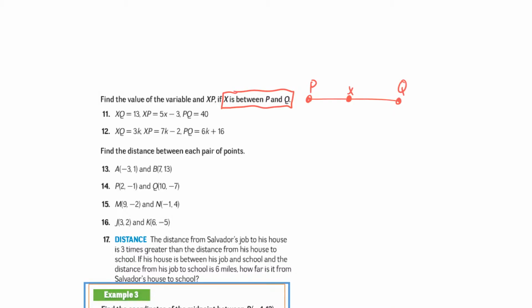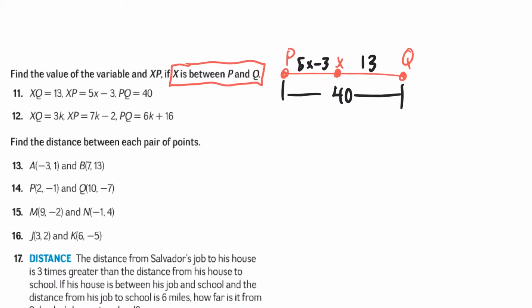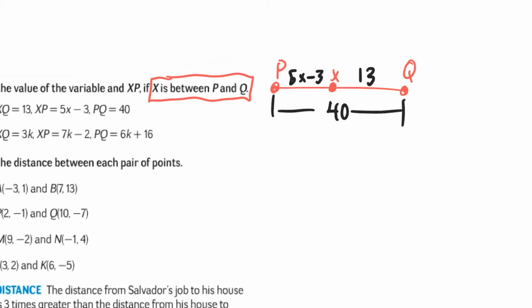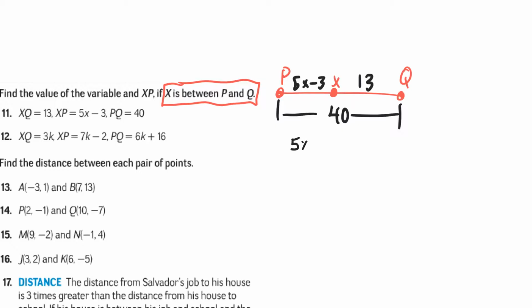Whoops, I put it in the wrong spot. XQ is 13. XP is 5x minus 3. And PQ, the whole thing from here to here, is 40. All right, so how am I going to set that up to find the value of x? Okay, 5x minus 3 plus 13 equals 40.